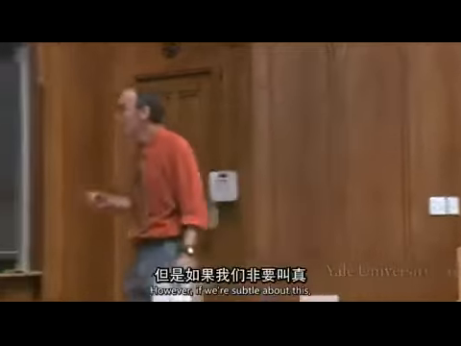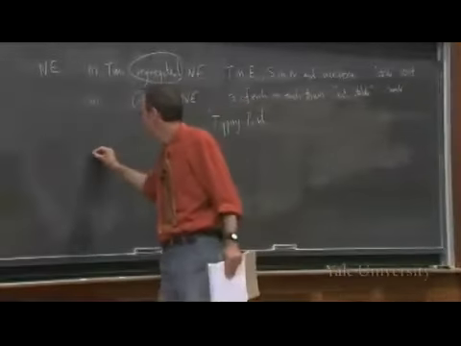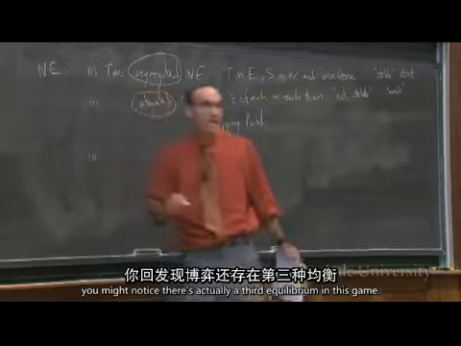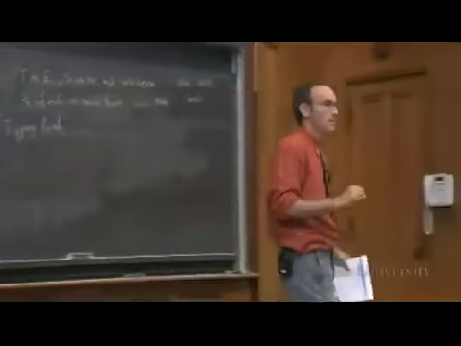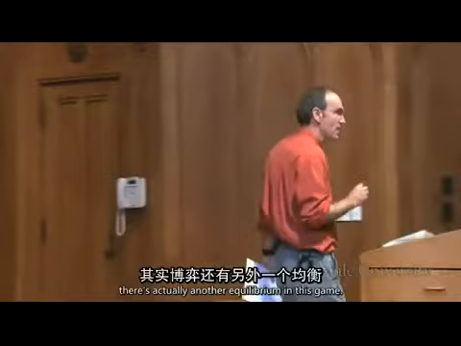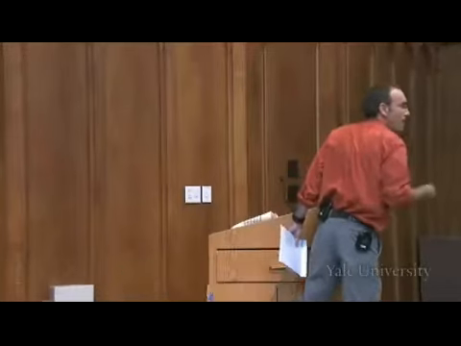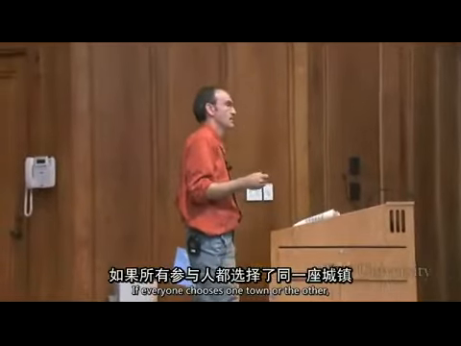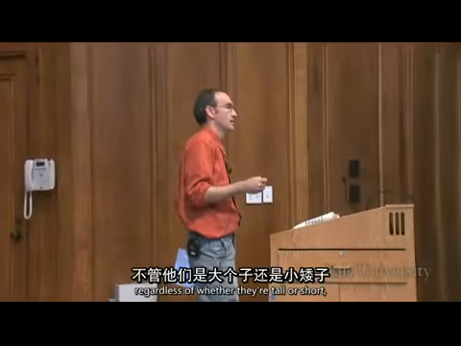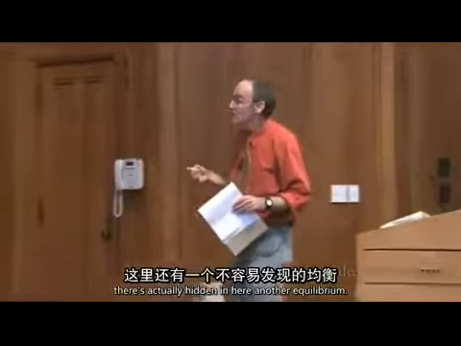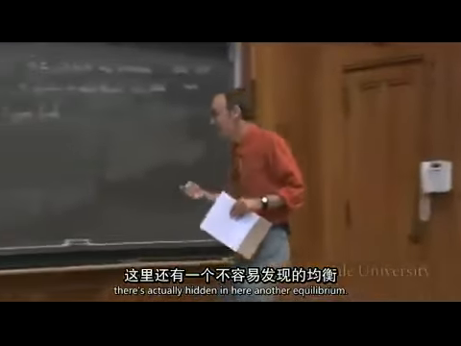All right? However, if we're subtle about this, you might notice there's actually a third equilibrium in this game. If we're a little bit nerdy, there's actually another equilibrium in this game. So, Ali, I need to give you your mic back, I'm sorry. There's a guy there in grey. If everyone chooses one town or the other, regardless whether they're tall or short, then it will be redistributed. Good. So your name is? Nick. So Nick's pointing out there's actually hidden in here another equilibrium.